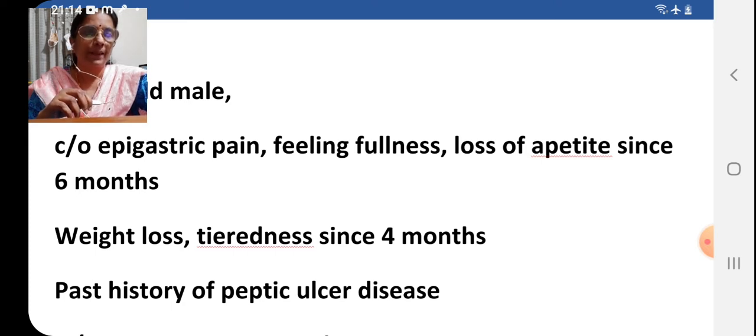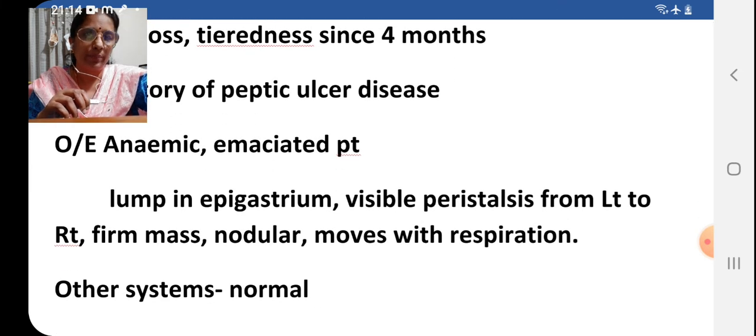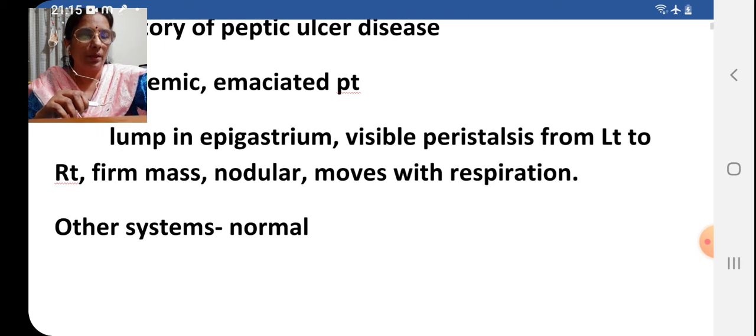months. He gives past history of peptic ulcer disease, and on examination, the patient is anemic, emaciated, and there's a lump palpable in the epigastrium. There is visible peristalsis from left to right, and there's a firm mass on palpation. The surface is nodular and moves with respiration. Other systems are normal.